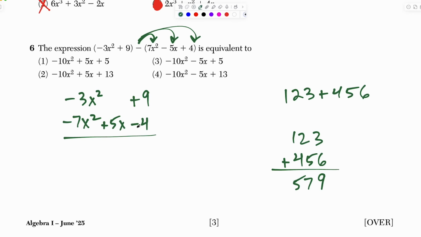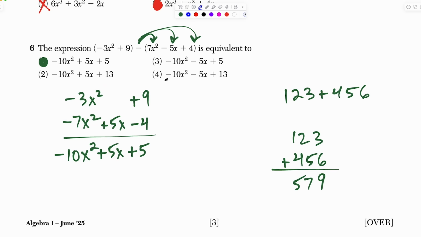So we have 9 minus 4 is positive 5, so I write my plus 5. And then we have this lone 5x, so the 5x just carries down with the plus sign. And then we have negative 3 minus 7 is equal to negative 10, so we have negative 10x squared. And now we just go looking for our answer choice. So we have negative 10x squared plus 5x plus 5, and this tells us choice 1 is our answer.